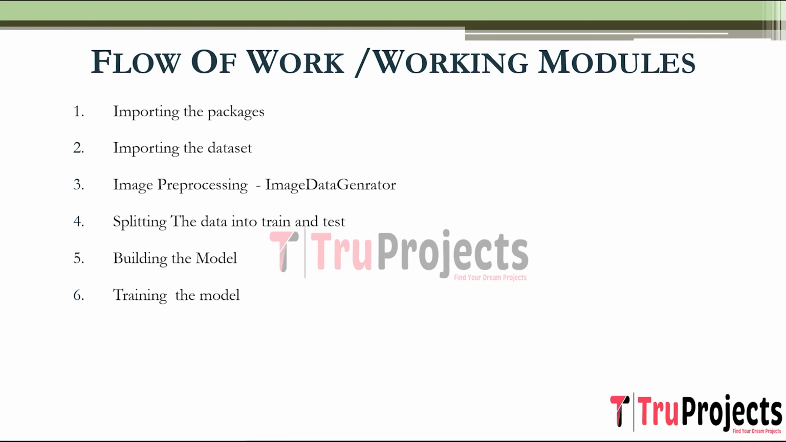The next step is training the model. The constructed model is trained using the training dataset. During training, the model learns to map input features, input images to their corresponding labels through iterative optimization of its parameters using techniques such as gradient descent and backpropagation.